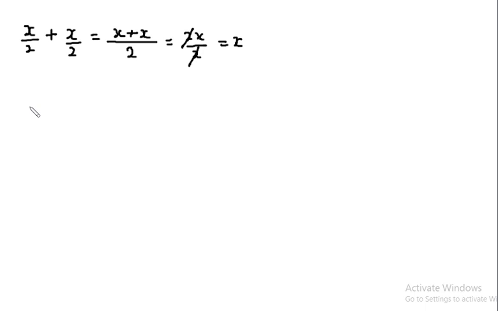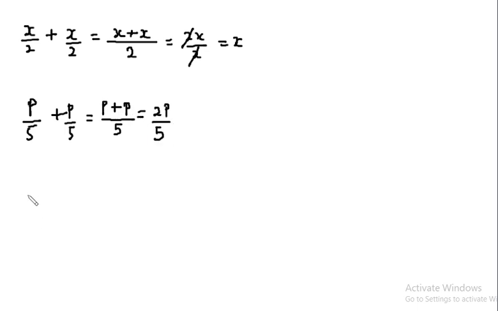For the same idea again, say you have p over 5 plus p over 5. Since they have the same denominator, the resulting denominator will still be 5. Then you add up the numerators. So this will be p plus p, and p plus p is 2p over 5.